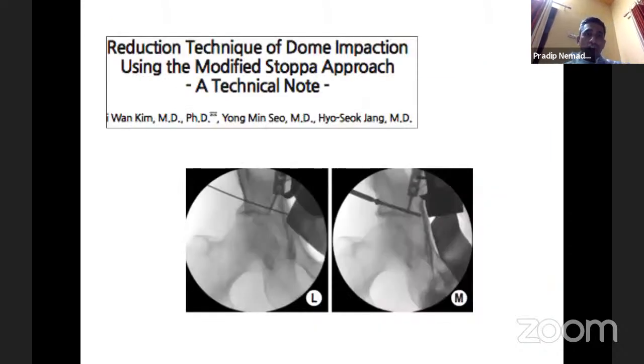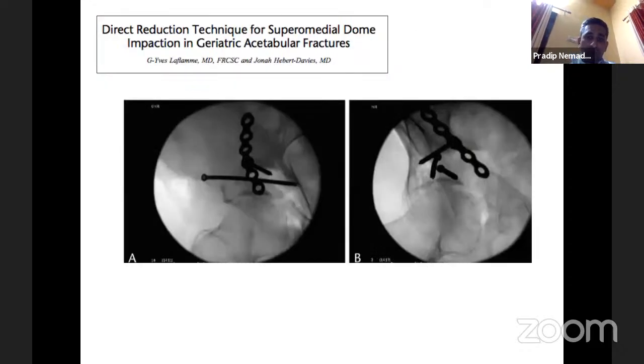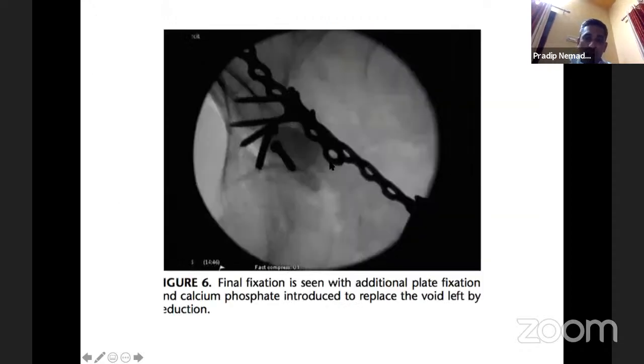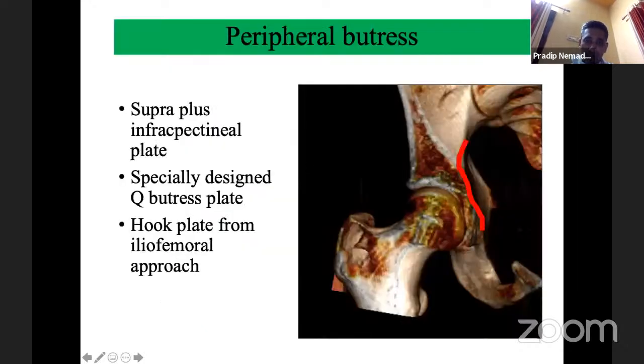So this is the reduction. And in this case, these authors have put the lateral to medial screw and the anterior to posterior screw to fix this fragment. And sometimes you can even put some kind of cement there to support that fragment.